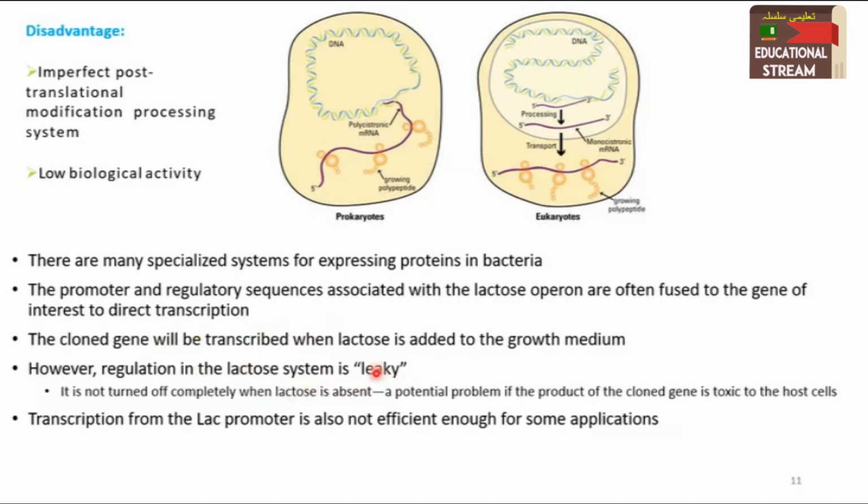But there is an issue with using the lac operon system: the regulation in the lactose system is leaky. We know that the expression of the genes involved in lactose metabolism is not turned off completely when lactose is absent, which is a potential problem if the product of the cloned gene is toxic to the host cell. And the transcription from the lac promoter is also not efficient enough for some applications.